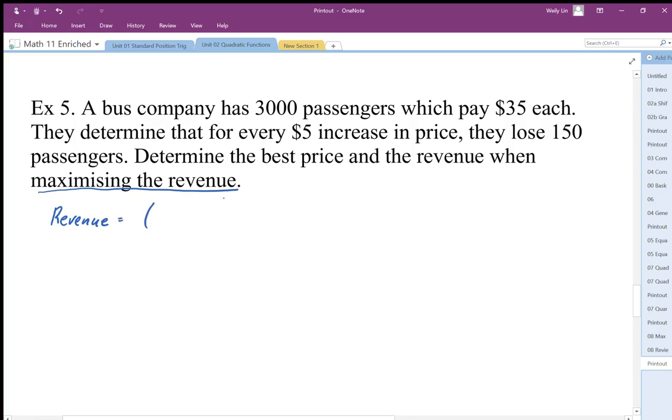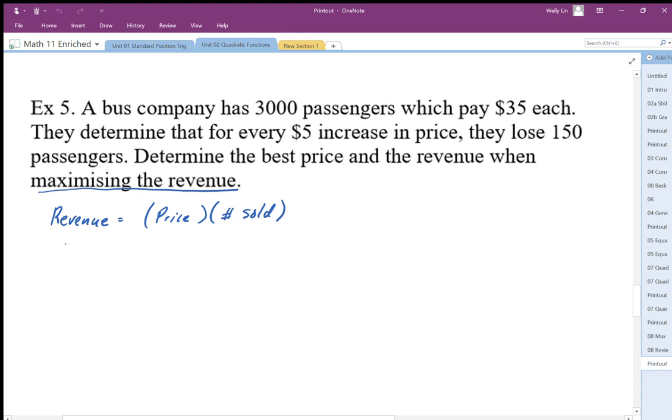Okay, and the revenue equation is the price times number sold. So to come up with the price, we need to look at the relationship. The initial price is $35, and we're going to increase it in groups of $5. Our number sold is the passengers, and we're going to decrease the passengers in groups of 150.